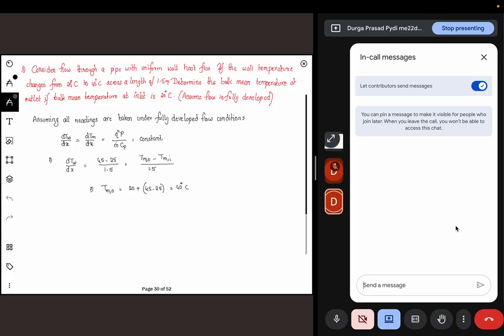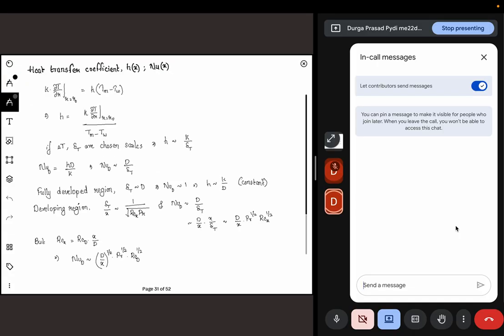And then we solved some problems. These are the scaling analysis for the heat transfer and the Nusselt number: both of them will be constant in the fully developed region, and when you are in the entrance region or the developing region, then they will be a function of Reynolds and Prandtl number. And these powers are very similar to what we derived for the boundary layer flows, just that it will be 1 by 3 instead of 1 by 2. Just keep a note of that.